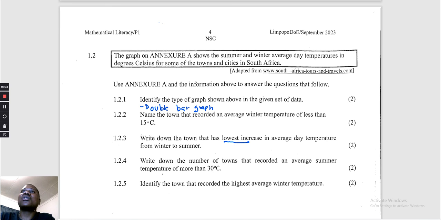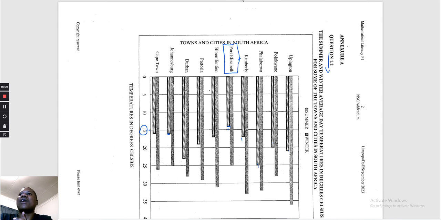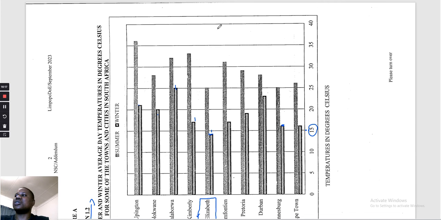Okay, so I'm just going to try to change this graph and put it like this, so that we can see those differences when we want to see the change. When you look at Upington, this Upington has increased by a huge number. Okay, so let's look at Polokwane. Polokwane has increased, but do you see that the increase is less than Upington? Polokwane has also increased, but less than Upington.